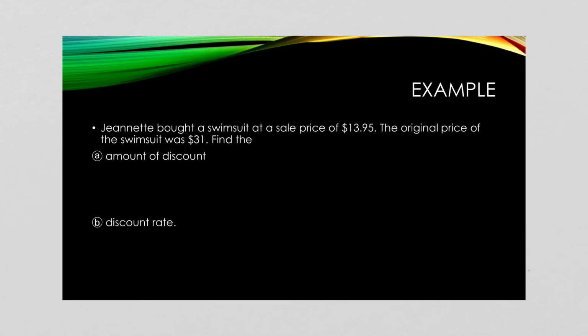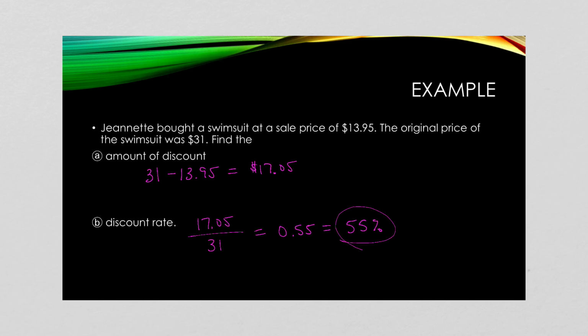Jeanette bought a swimsuit at a sale price of $13.95. The original price of the swimsuit was $31. Find the amount of the discount. Well, the original was $31 minus the sale price, and that gives us the amount of the discount, which was $17 and a nickel, $17.05. Now, if you want to know your discount rate, you take the amount of the discount and you divide by the original amount, but as a decimal, this is 55%. So that swimsuit was discounted 55%.